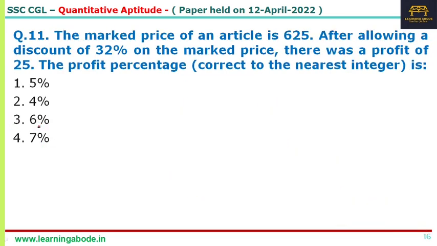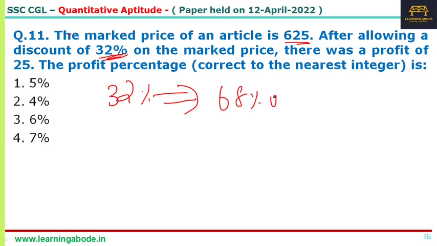Now question number 11, it's a profit loss discount based question. A mark price of an article is 625. Okay, so mark price is the one that you see on the label, like the tag. Discount is usually offered on the mark price, and here they're offering a discount of 32%. If you offer 32% discount, you are selling at 68% of mark price. That will be your selling price.